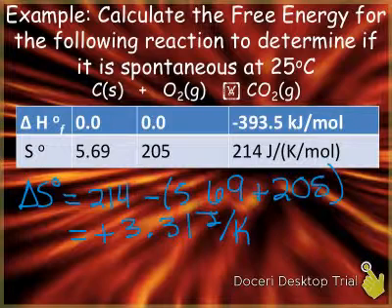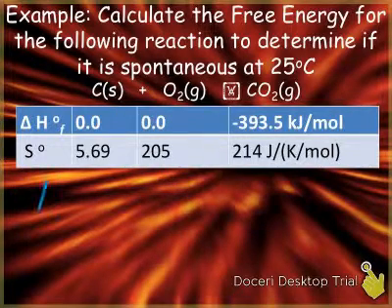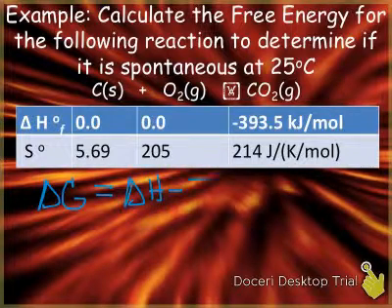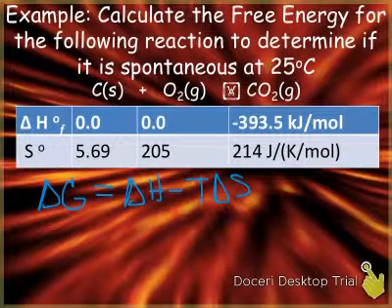Does anyone see a problem when we're going to use our free energy equation in just a second, with our enthalpy and our entropy? Anyone? One's in kilojoules, one's in joules. So you guys just need to get in the habit, whenever you see kilojoules, just automatically convert it to joules. That way you won't accidentally make a mistake. So now that we know what our entropy is, we can now solve for Gibbs free energy, right? Delta G is going to be equal to our change in enthalpy minus our temperature times our change in entropy.